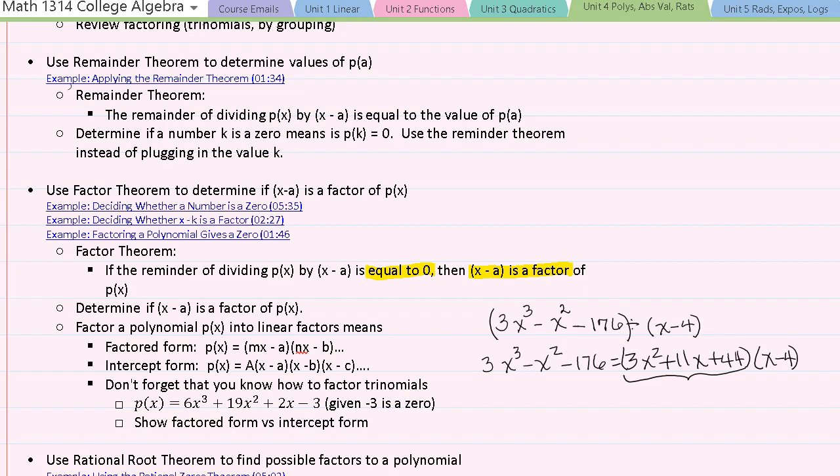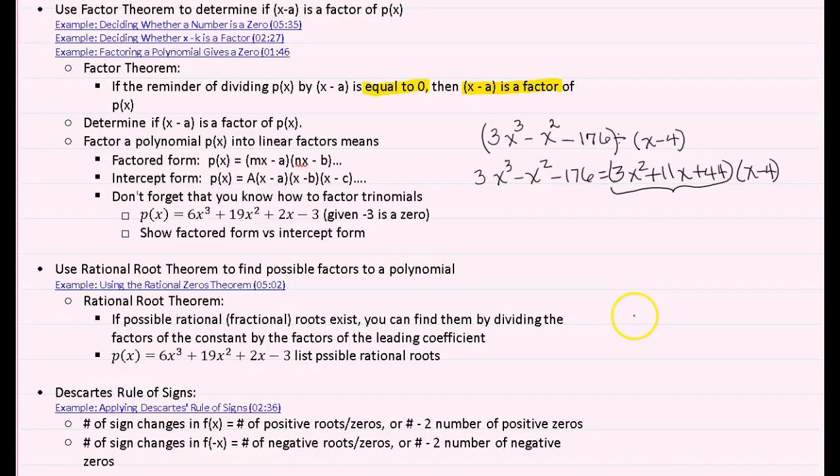Let's talk quickly about Descartes' rule of signs and the rational root theorems before doing a final example. Descartes' rule of signs says to count the number of sign changes in the polynomial to see how many positive zeros you may have. So for our polynomial of 3x cubed minus x squared minus 150, we see that there is one sign change from the positive 3x cubed to the negative x squared. So we should expect only one positive zero.